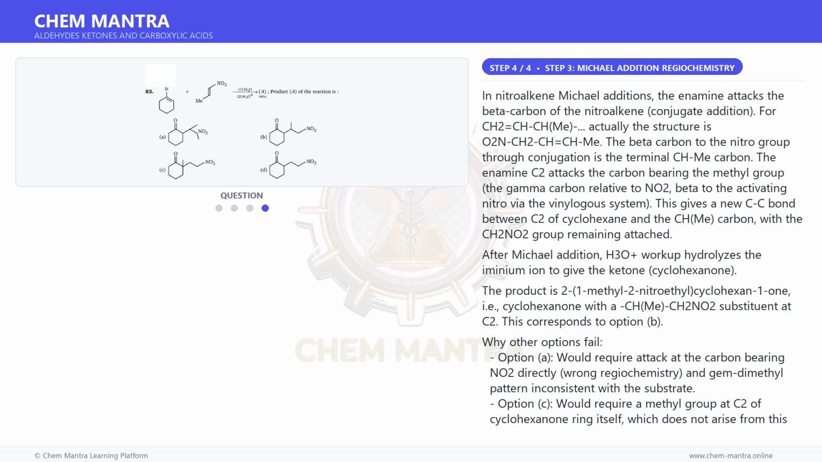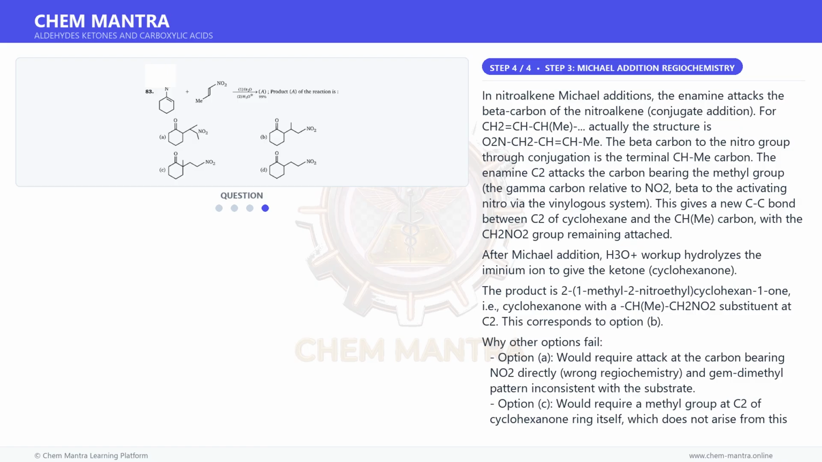In nitroalkene Michael additions, the enamine attacks the beta carbon of the nitroalkene in a conjugate addition. For CH2=CH-Me... actually, the structure is O2N-CH2-CH=CH-Me. The beta carbon to the nitro group through conjugation is the terminal CH-Me carbon. The enamine C2 attacks the carbon bearing the methyl group, the gamma carbon relative to the nitro group, activating it via the vinylogous system.